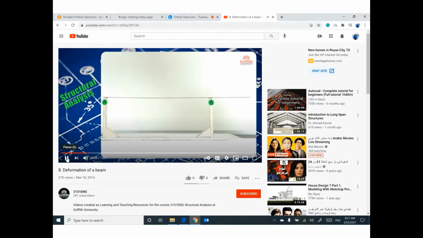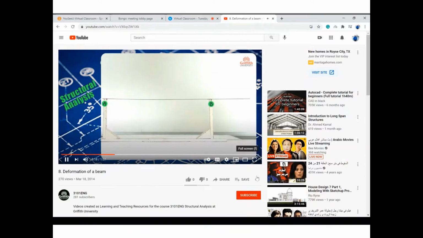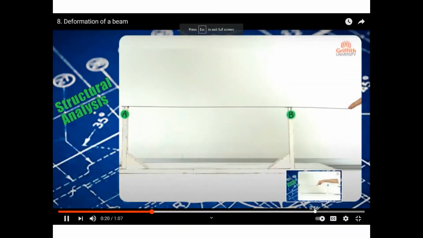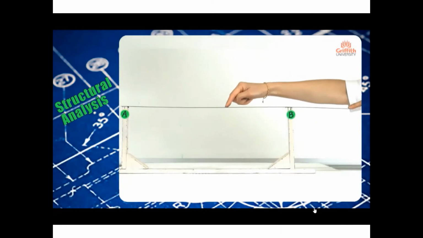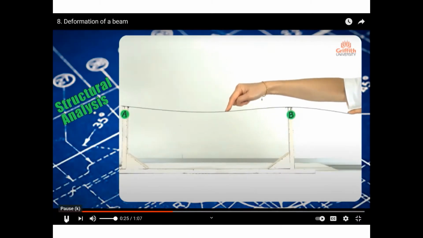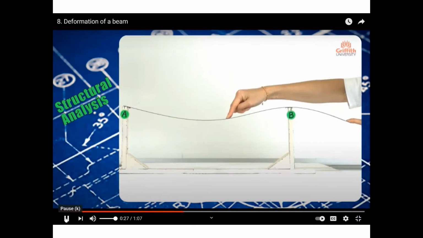And B is a roller support. Now, if we apply two concentrated loads to this beam, we would like to see how it would deform. One concentrated load is applied at the tip, and the other one is somewhere in between A and B. So now let's watch the deflected shape. Can you see the new shape of the beam after you apply two concentrated loads? The first one at the tip of the cantilever, the second one between A and B.